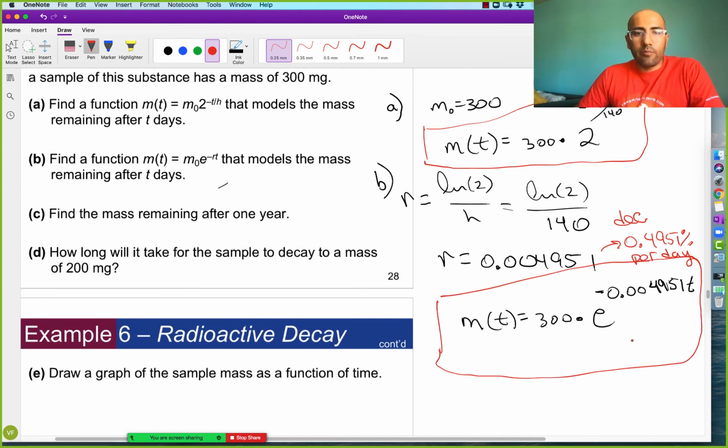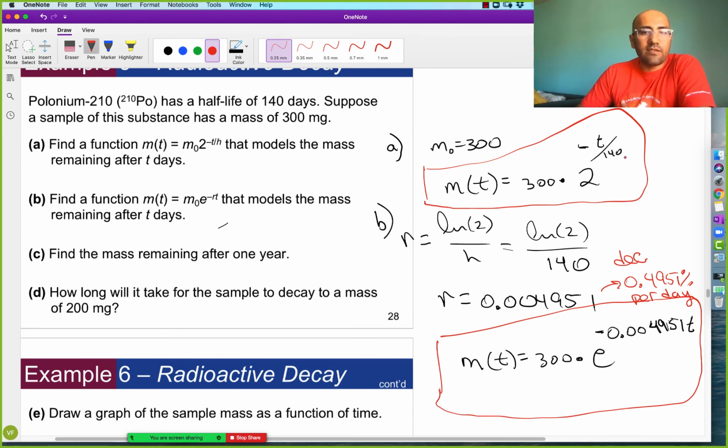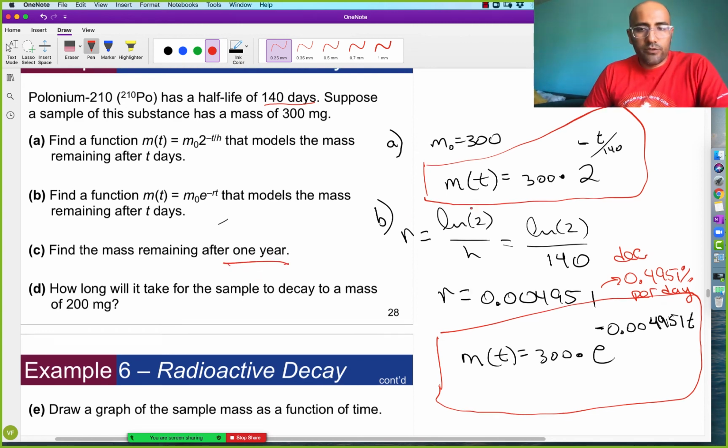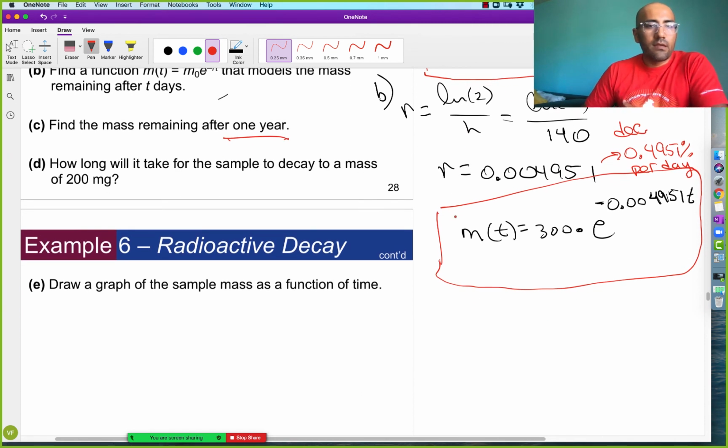Okay, so be careful because everything so far has been given in terms of days, right? The half-life was given in terms of days. When we figured out the R value, we used days. So everything is in terms of days. So now they throw this little curveball at you, after 1 year. So we're too smart for that. We're not going to fall for that.